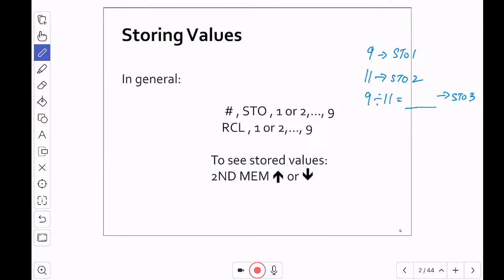You can also store in 0. So there are actually 10. Okay, so there's room for 10 memory stored values.